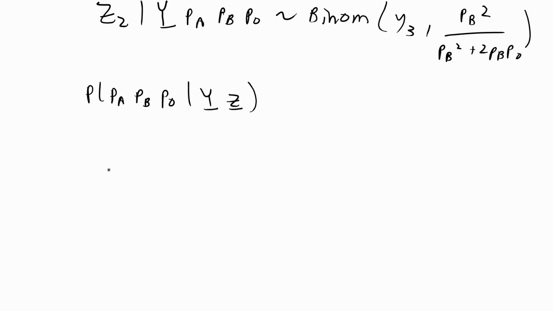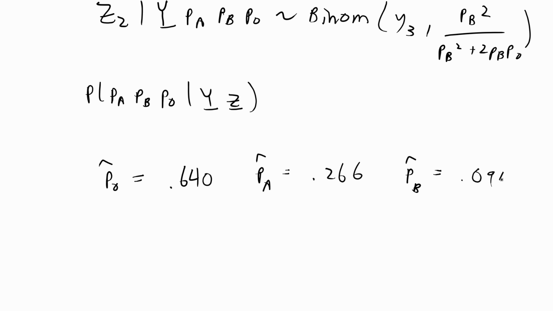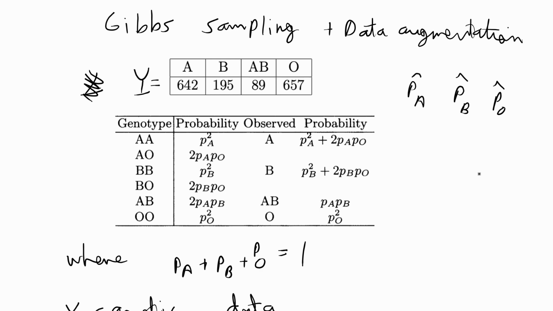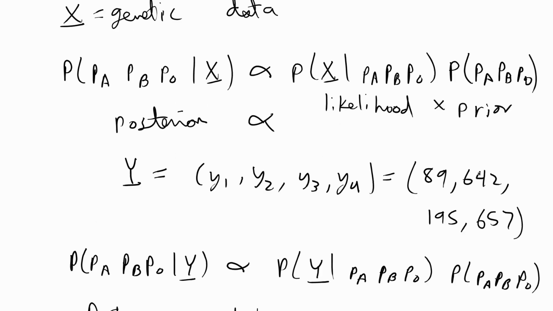So for this problem, after doing all that work, we have that PO hat is equal to 0.640, PA hat was equal to 0.266, and PB hat was equal to 0.094. If you watched my previous video, the true values are 0.638, 0.268, and 0.095. So this gives me values that are very close and tells me that the Gibbs sampling method worked. And these are the estimates for the underlying genetic frequencies from the population.